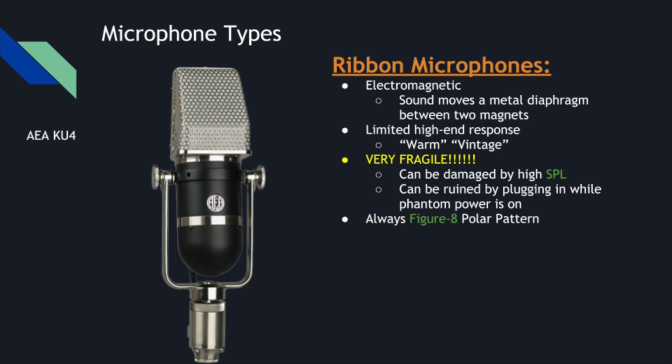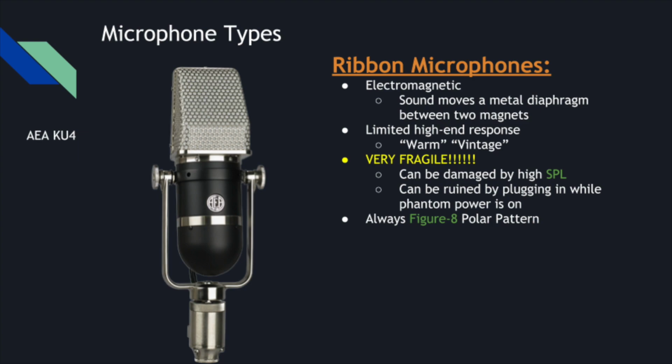And if you plug it into a mixer while phantom power is on, and that's when you decide to plug in your microphone, you could ruin your microphone forever. Because the ribbon microphone does not want to see that phantom power, and you could end up shorting out the microphone by sending that current through it. If your ribbon microphone is already plugged in, it's okay to turn on phantom power, but do not plug in a ribbon microphone while phantom power is on.